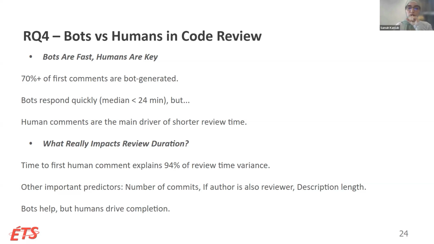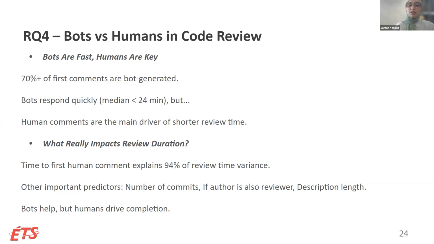So our machine learning models show that the time to first comment explains 94% of the review time variation. So if you have a merge request and you get the first comment faster, the merge request will be closed faster. So this is the most important, let's say, factor impacting the time to complete the merge request.